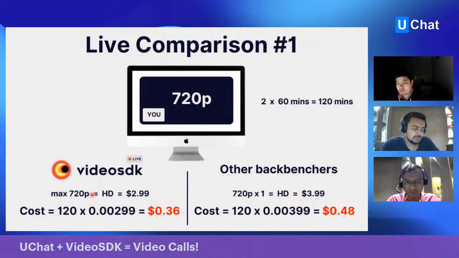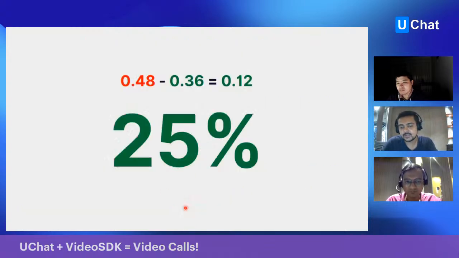We are charging in almost a similar way. So here I'm watching my client in 720p, so I'm consuming HD minutes. In HD minutes, my cost is $2.99. Obviously, it's lower than that. So my cost would be 36 cents only. So here I can clearly see 25% cost effectiveness.